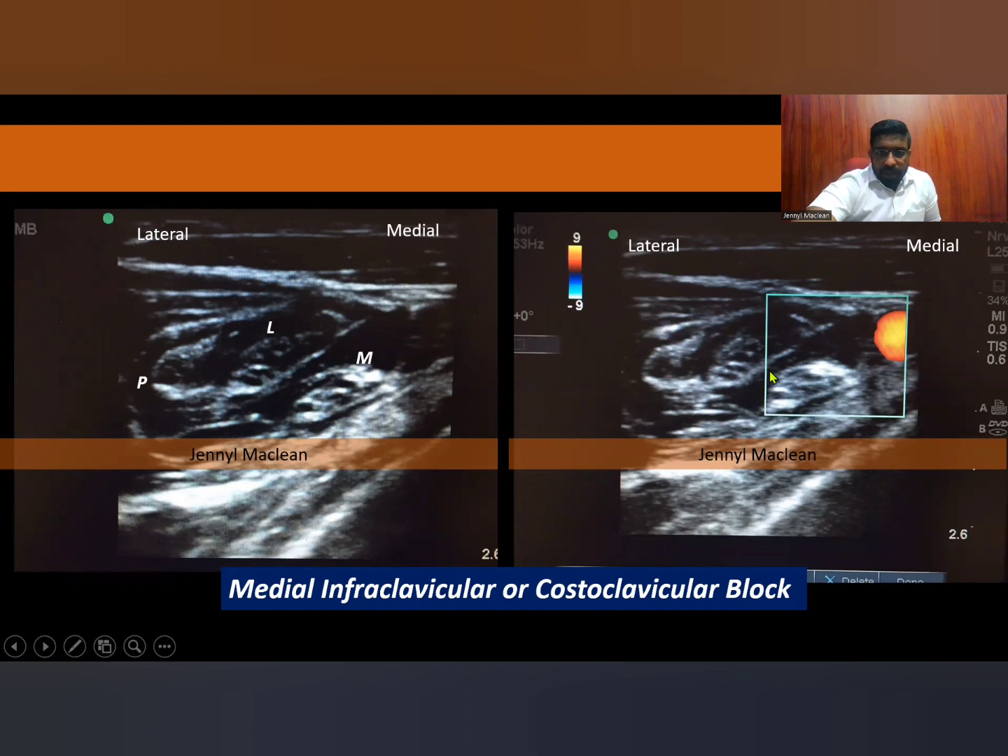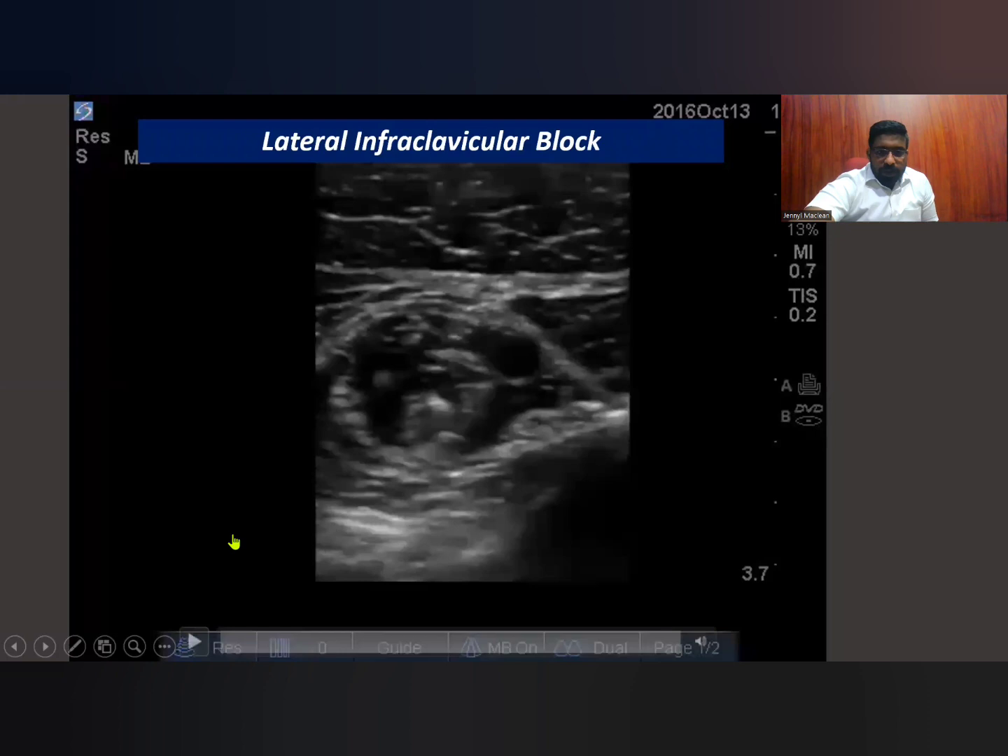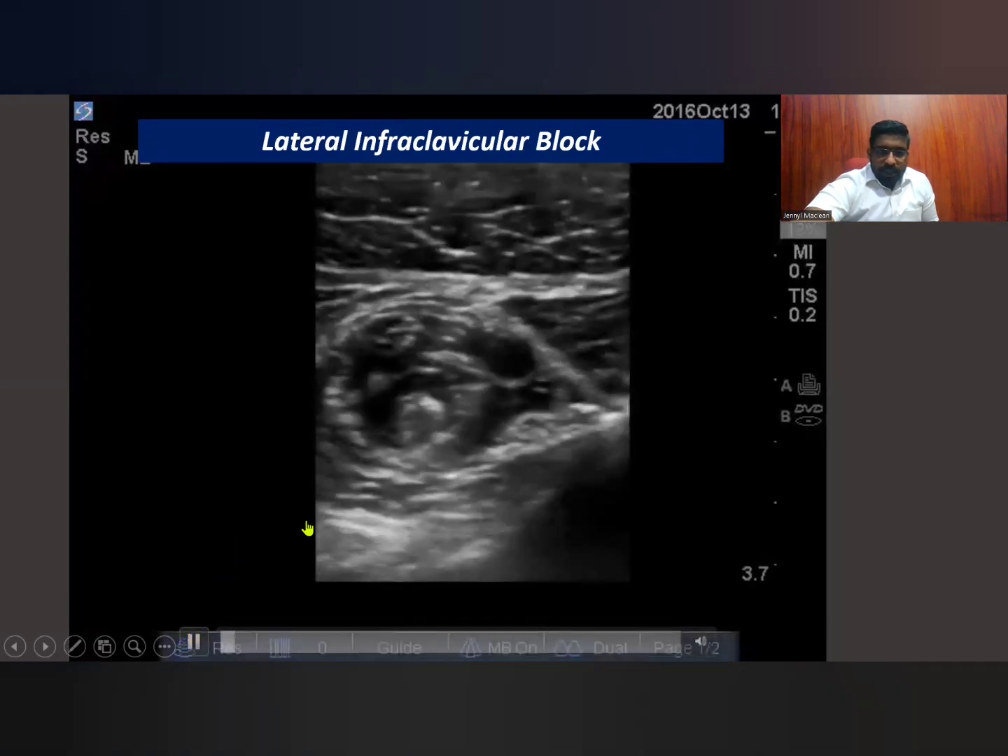You can see there are individual spaces for each cord of the brachial plexus. This is a posterior cord, this is a lateral cord, this is a medial cord. There is a potential space for each cord. This potential space is nothing but the paraneural space. This is very interesting, which is in 2016.